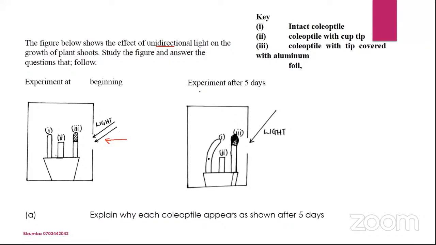Okay. And then the question is, explain why each coleoptile appears as shown after 5 days. And I want us to begin with coleoptile 1. Explain why it is appearing like this. Initially it was like this, but then why is it appearing like that?